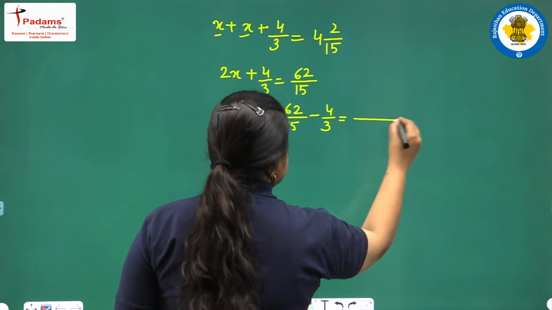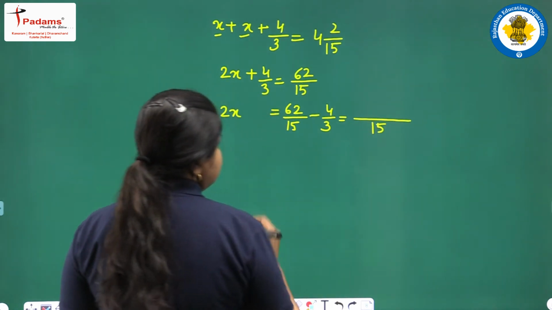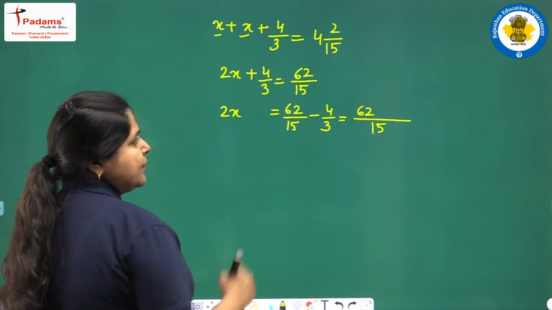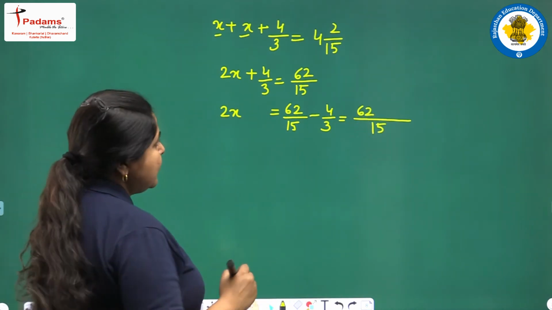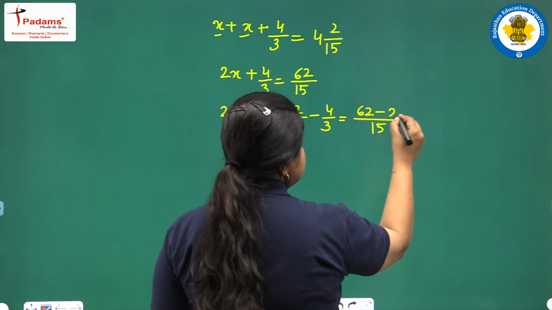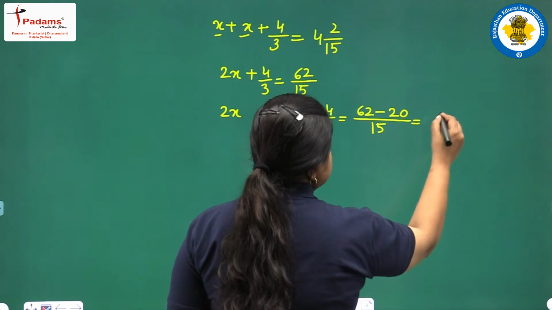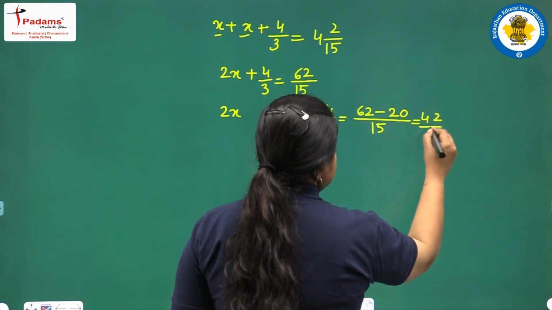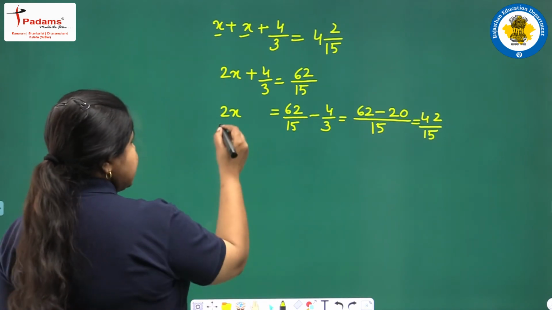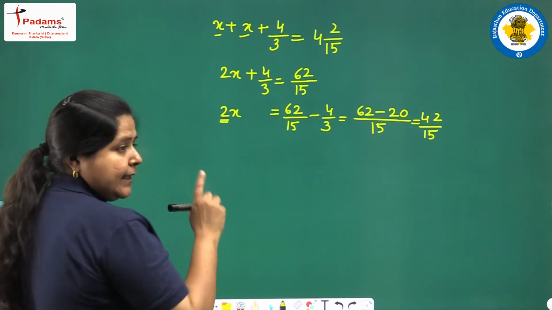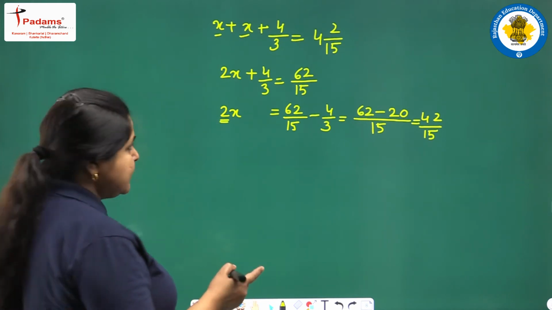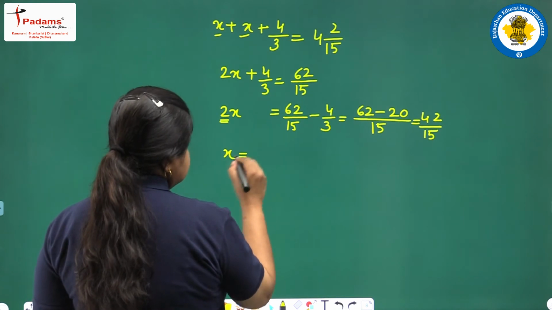Take the LCM, it will come out to be 15. 62 will remain as it is, 15 ones are 15, so 62 ones are 62, minus 3 5s are 15, so 4 5s are 20. This is equal to 42 upon 15. Now, this 2 is there with x. In the next step, we will bring this 2 in the denominator in division and get the value of x.